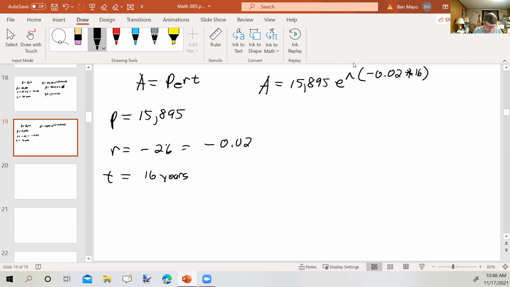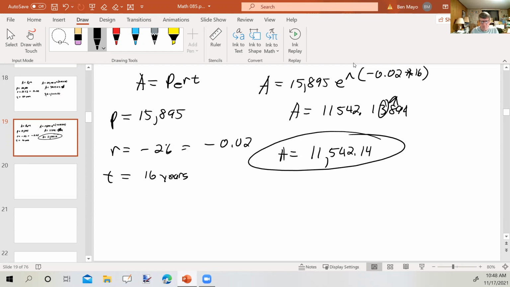15,895 times e to the negative 0.02 times 16. And I'm getting 11,542.13894. This is the hundredth place. The 8 would round up, so 11,542.14. Any questions on that? All right.